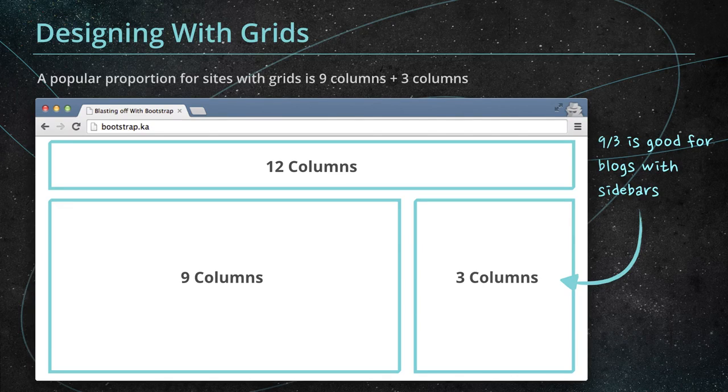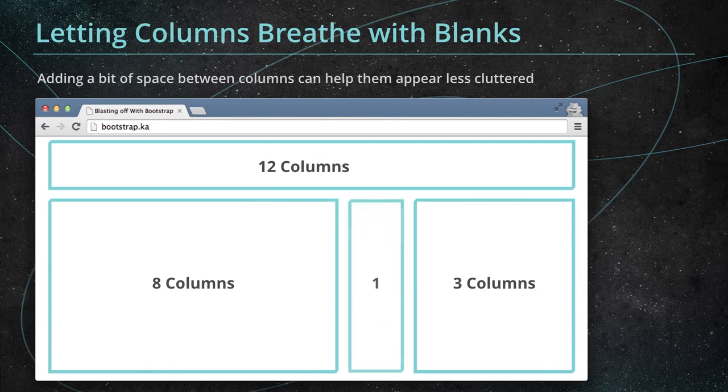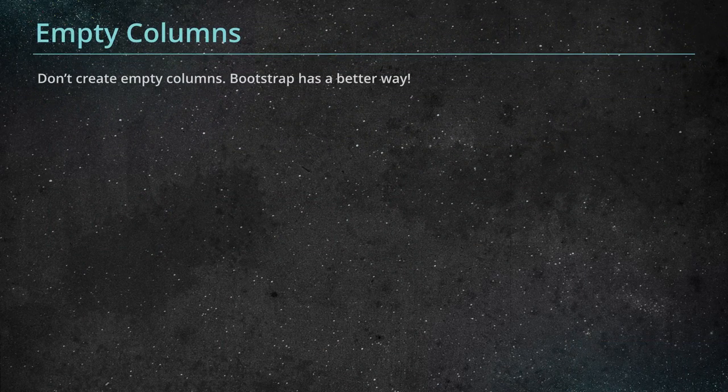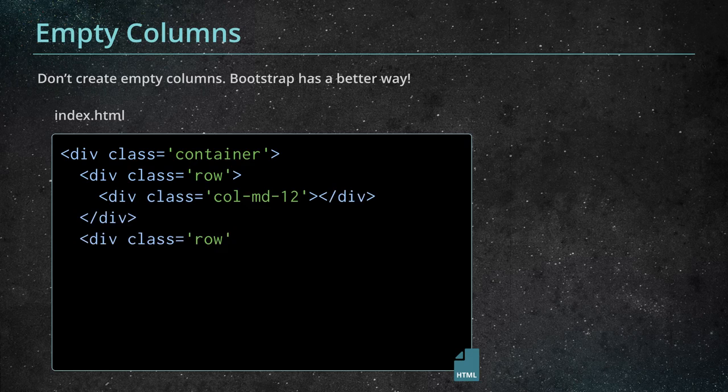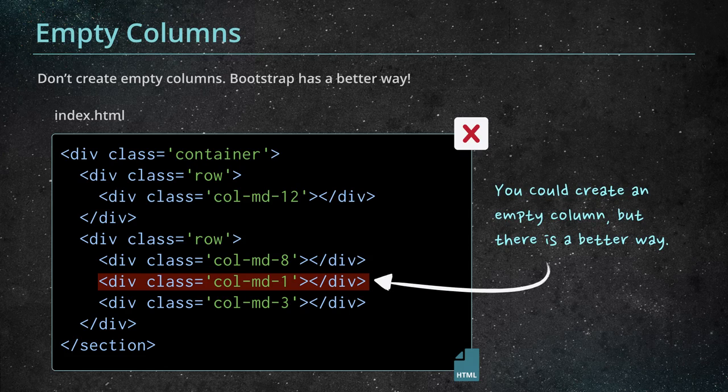So far, the elements in each row were very close to each other. There wasn't much padding between them. What if we wanted to do something like this, where we had an entire column of padding between our blog, let's say, and our sidebar? Using what we know so far, one way to do this might be to create an empty column. We could do that by creating another div and giving it a class of col-md-1. Now, between our main content in that col-md-8 and our sidebar in the col-md-3 is going to be an empty column. Although this would work, there is a better way.